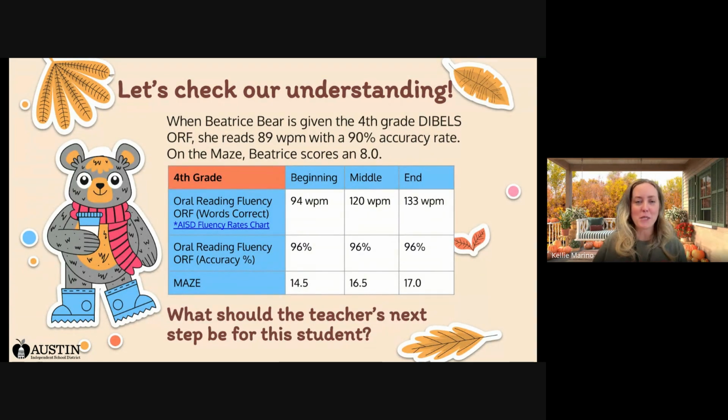So our scenario continues. When Beatrice Bear is given the 4th grade DIBELS ORF, she reads 89 words per minute with a 90% accuracy rate. On the MAZE, Beatrice scores an 8.0. And here are the 4th grade minimums, just so you can compare what she got towards what the minimums are. Remember, it's the beginning of the year, September. So what should the teacher's next step be for this student?